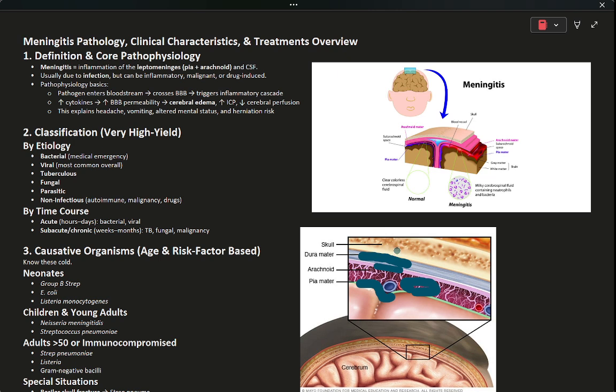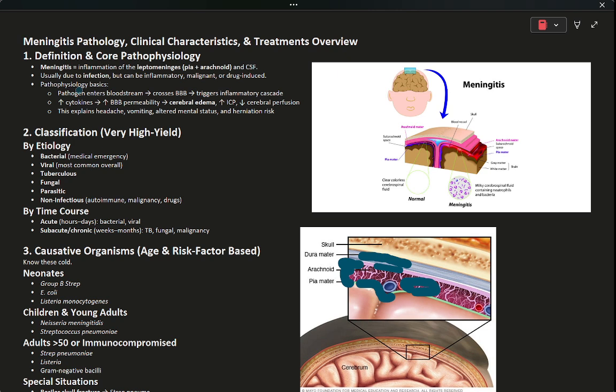And meningitis involves the inflammation of, I would say, about here, this part of the outer layer of your brain. It is usually due to infection, but it can be inflammatory, malignant, or drug-induced as well.